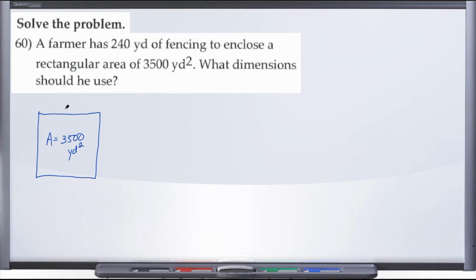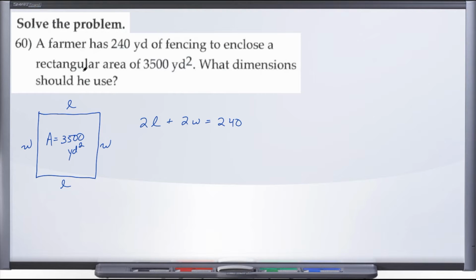And again, we know that because this is a rectangle, we have a length and a length, a width and a width, and the perimeter, which is really what we're talking about here if we're fencing in this enclosure, is the sum of all of its sides. So we have L plus L, or 2L, plus W plus W, or 2W, equals the amount of fencing it's going to take to enclose this area, also known as the perimeter, so 240 yards.